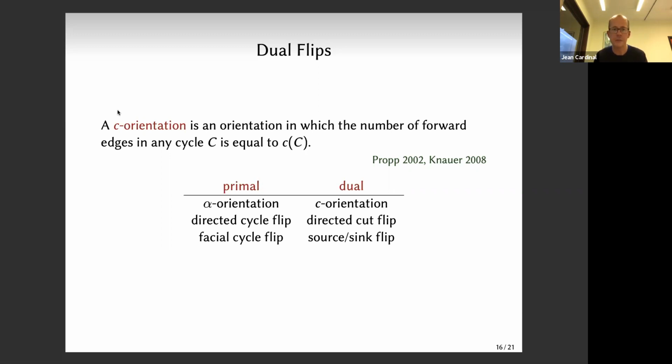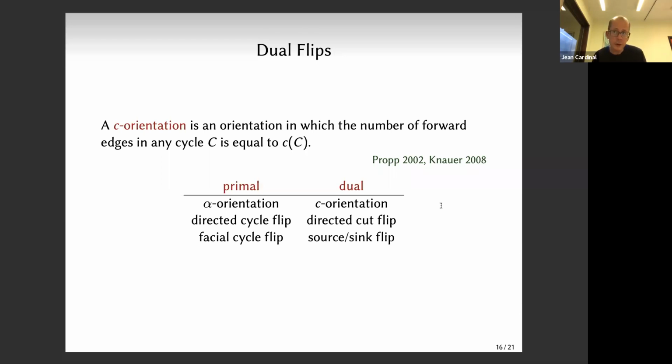So you can prescribe it, for instance, only for a base of the cycle space of the graph. But the thing here is that you want to preserve the number of forward edges along all cycles. And actually, this is preserved by this function C. This C orientation is preserved whenever you flip a directed cut, right? So there's a dual notion of what we saw with alpha orientations and directed cycle flips, which are C orientations. A directed cycle flip maps to a directed cut flip.